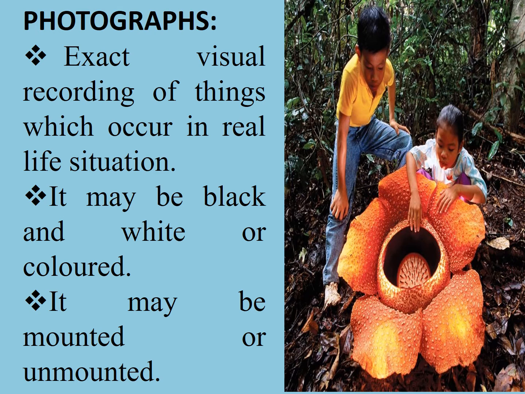You can see the next graphical aid is photographs. You can see in this picture the world's largest flower, Rafflesia. It is being pictured here. Photographs are exact visual recordings of things which occur in real life situations. The photographs can be either black and white, or they may be colored.